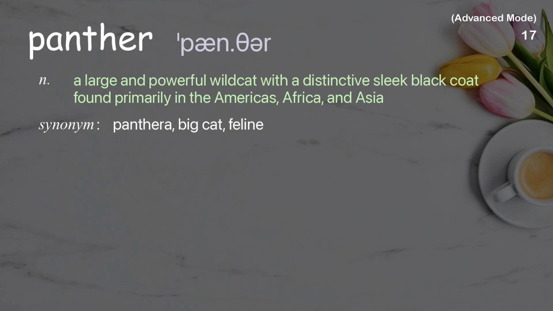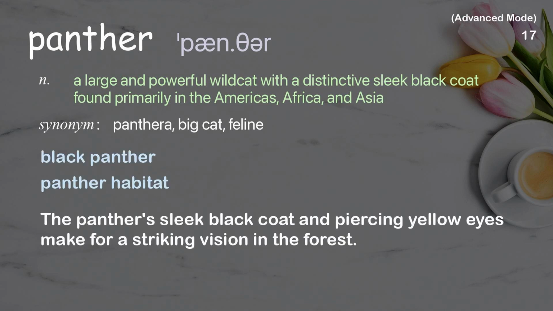Panther. A large and powerful wildcat with a distinctive sleek black coat found primarily in the Americas, Africa, and Asia. Examples: Black panther. Panther habitat. The panther's sleek black coat and piercing yellow eyes make for a striking vision in the forest.